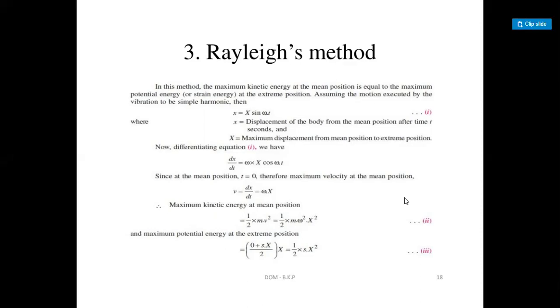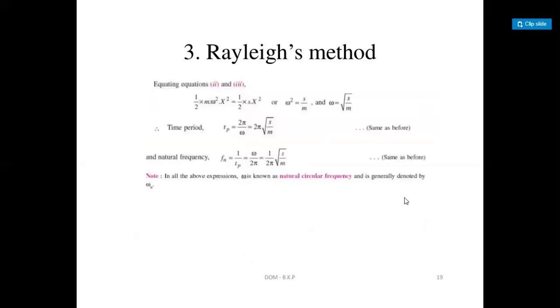That means we have to take the maximum kinetic energy at the mean position and the maximum potential energy at the extreme position. We can write the kinetic energy as 1 by 2 m omega square x square, and the maximum potential energy at the extreme position as 1 by 2 s x square. Equating both, we get omega equal to under root s upon m, and the natural frequency fn is equal to 1 upon tp, or omega upon 2 pi. So the natural frequency is 1 upon 2 pi under root s upon m.